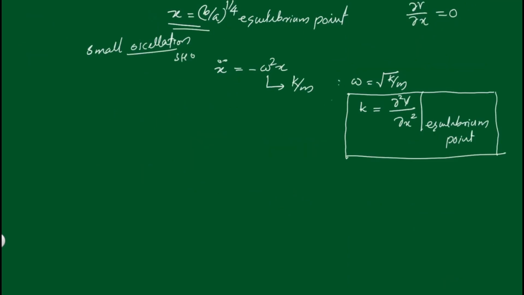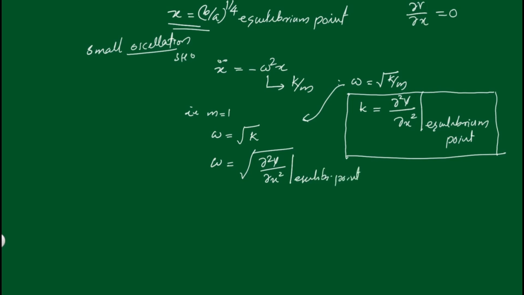And here they ask us to find the omega of a unit mass, that is here m equal to 1. Therefore we get omega equal to root k, so omega is equal to root of dou square V by dou x square at the equilibrium point. Now we have to evaluate dou square V by dou x square, and we know the equilibrium point is x equal to (b by a) raised to 1 by 4.